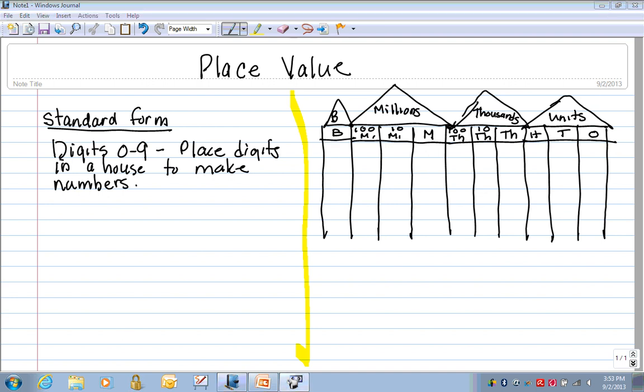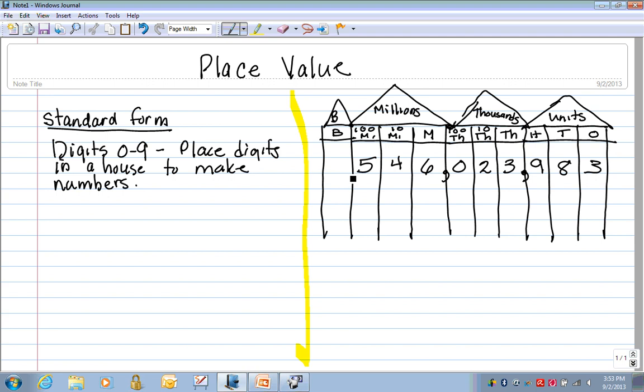Continuing on, if I place digits 0 to 9 into my house, I can write my number in standard form. So I am just going to put some digits in here. I'm going to make a 5 and a 4 and a 6, a 0, 2, 3, 9, 8, 3. When you write numbers, you're going to start at the very right number, and you're going to count 3, 1, 2, 3, and place a comma. And then another 1, 2, 3, and another comma. And then you have the last 3. If there was a billion, we would have to put a comma here, but we don't have a billion here.